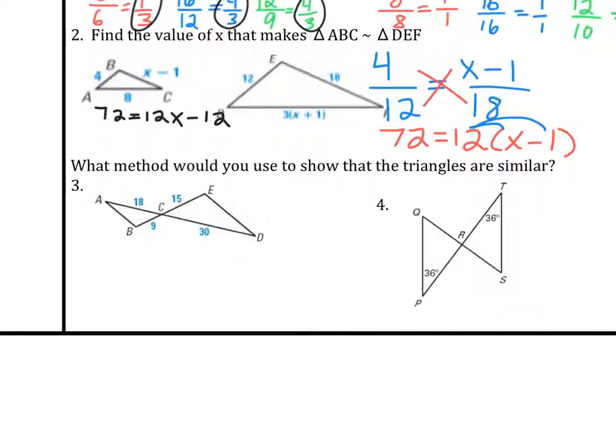Tori, what do you got for x? Not that bad. 7? Okay. The only thing you're asked for in this problem is find the value of x, so after you get 7, you'd be done.